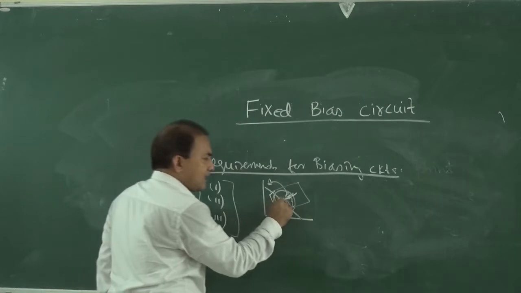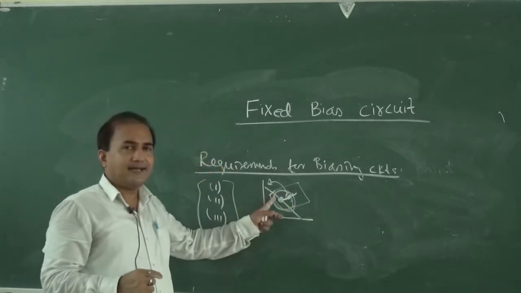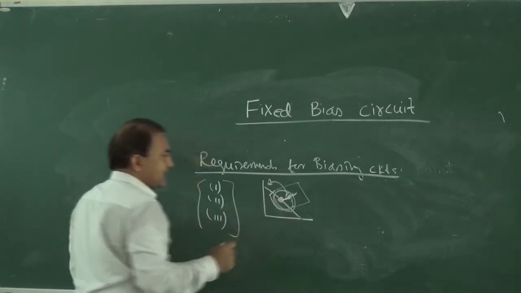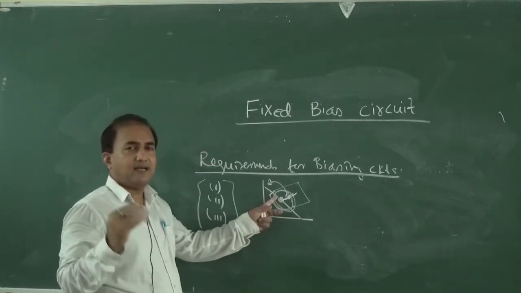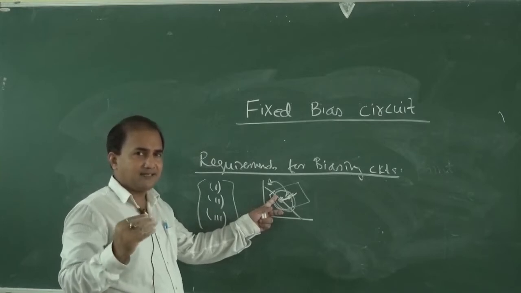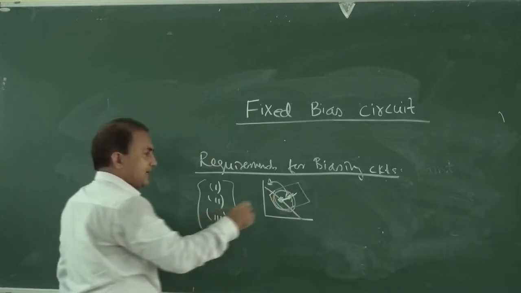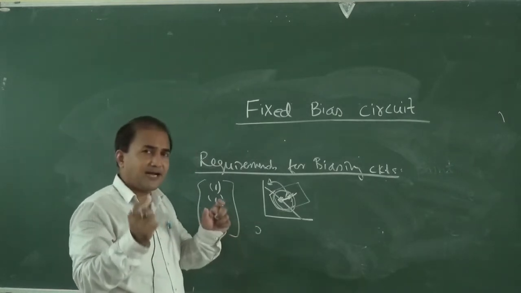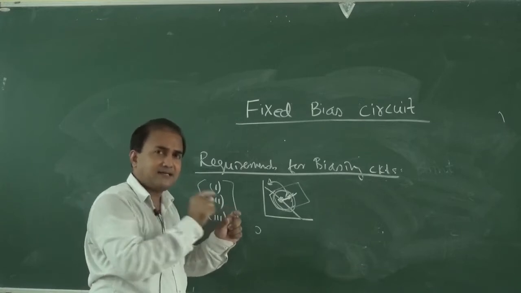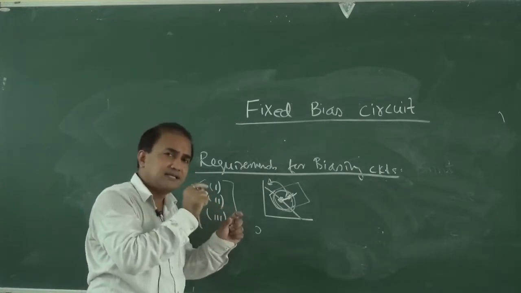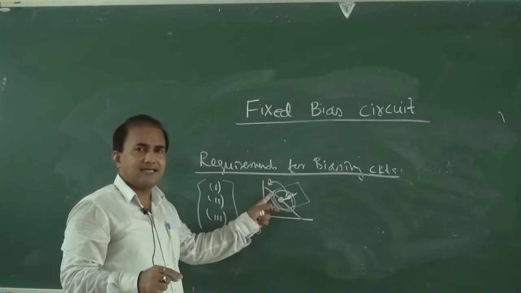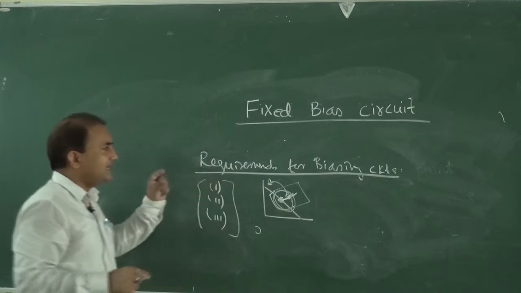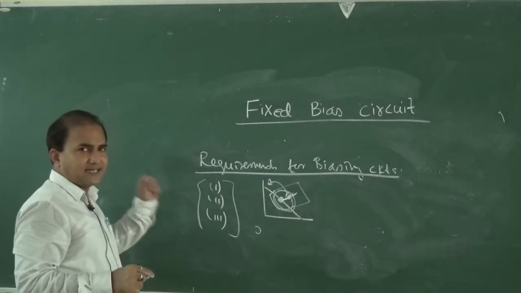The operating point should not vary with the variation in temperature. And third, the operating point should be independent of the transistor parameters, because if any transistor is faulty and we replace it with a new transistor of the same family, then IC and VCE should not change. So these are the three basic requirements of any biasing circuit.